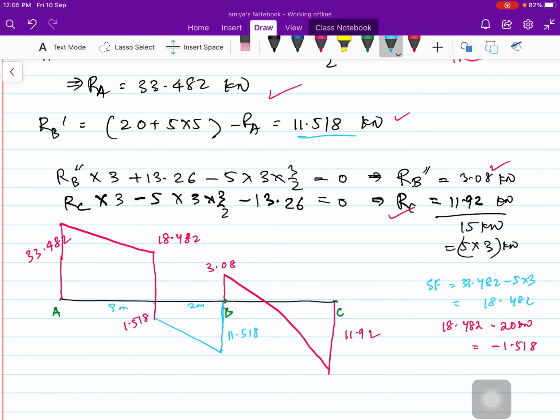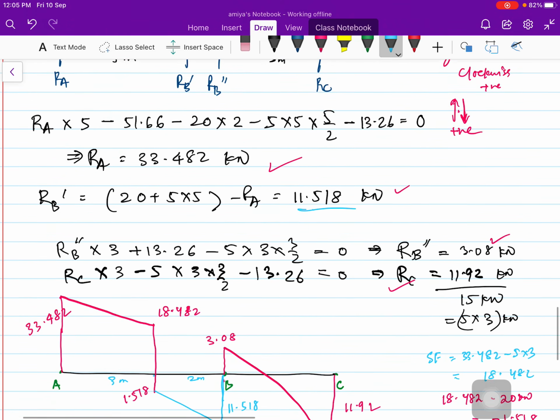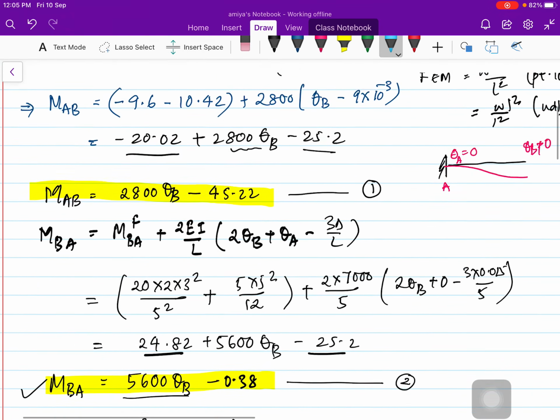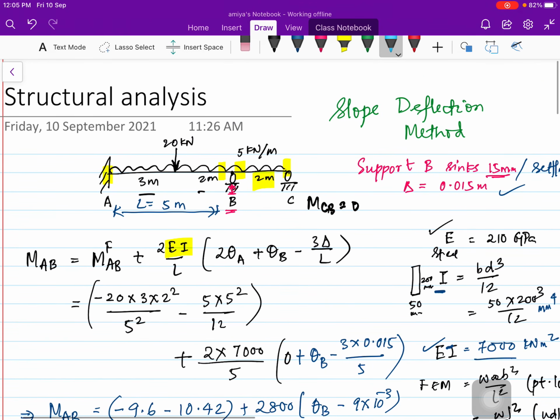So this is our shear force diagram for the beam. We have analyzed the beam using the slope deflection method, and we have also drawn the shear force and bending moment diagrams. This beam was with a sinking support, which we have analyzed. Hope this video is useful for you. Thank you for watching.